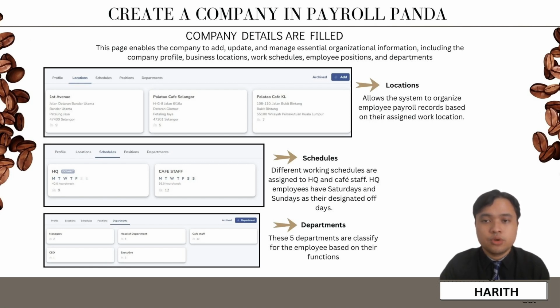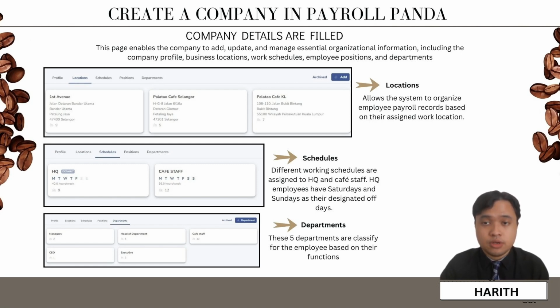For schedules, go to the Schedules tab and click Add to create a work schedule. Enter the schedule name, select the working days, and set the daily working hours. Then, save the schedule. You can create different schedules for different groups of employees, such as office staff and cafe staff. A work schedule is created to define employees' working days and hours. It also supports accurate payroll calculation.